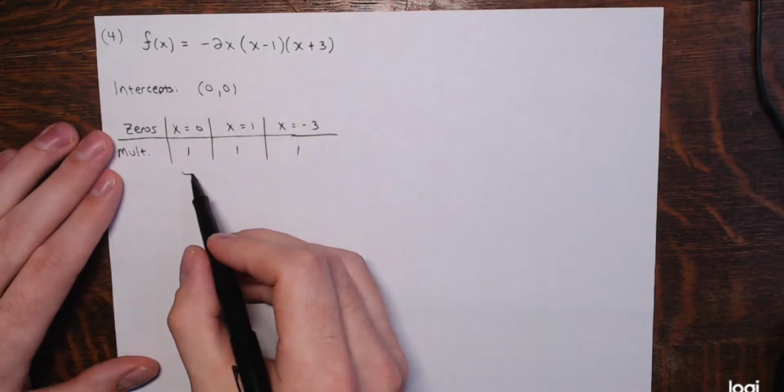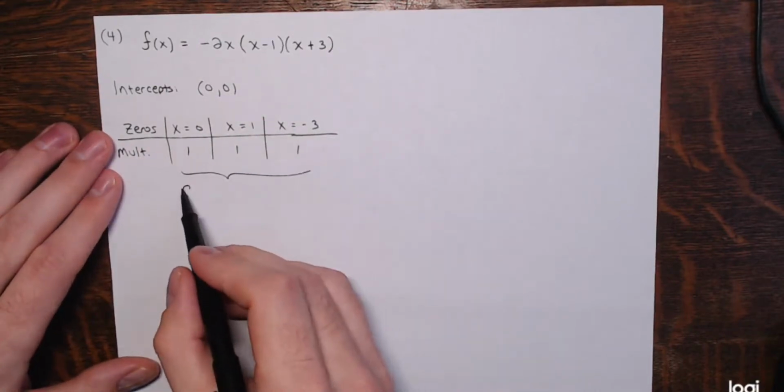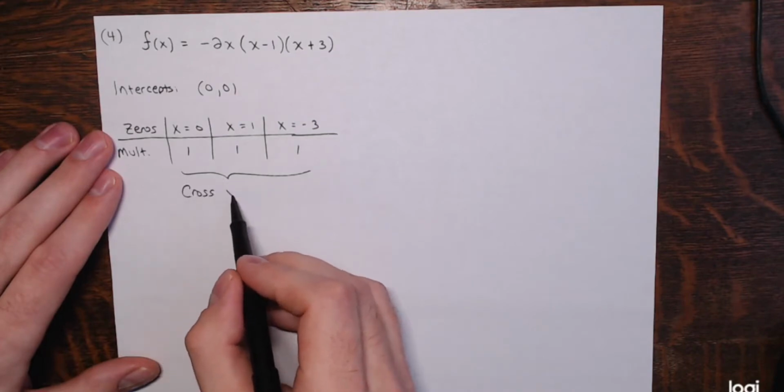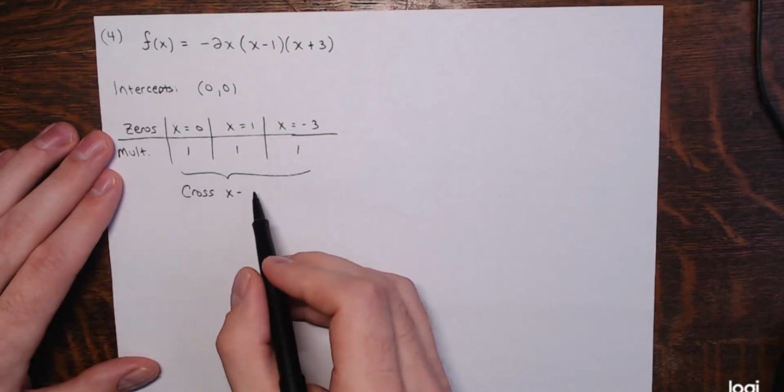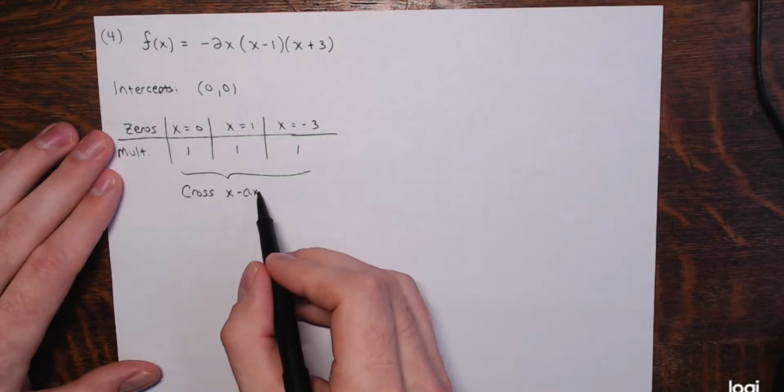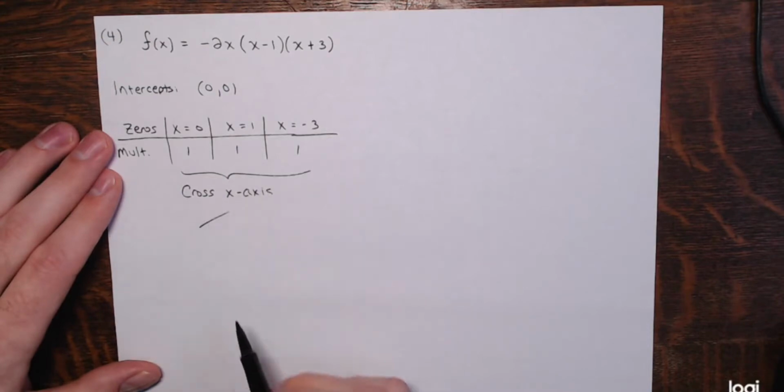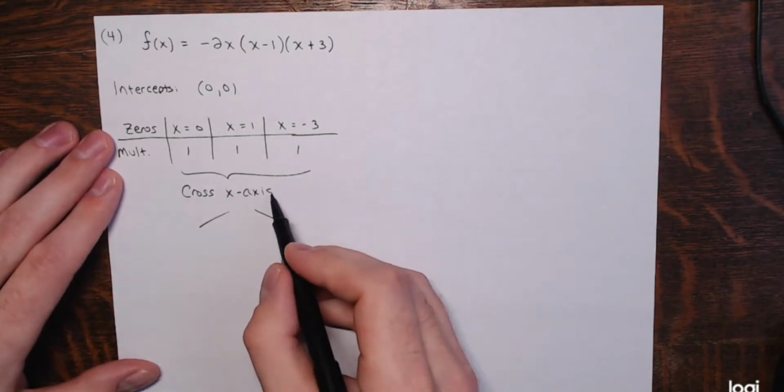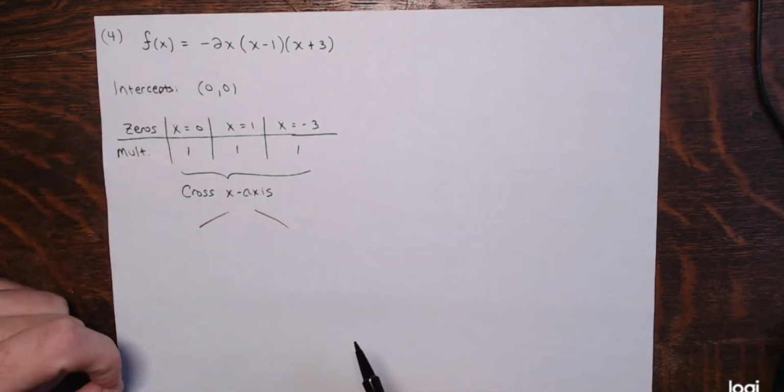So for all three of these zeros, the graph is going to cross the x-axis. And it's going to cross like a degree 1, like a line, just straight through like that. It's going to cross the x-axis like a straight line at these intercepts.